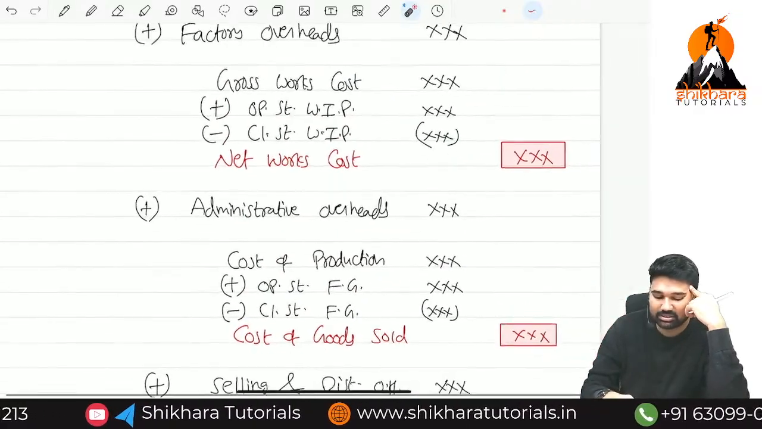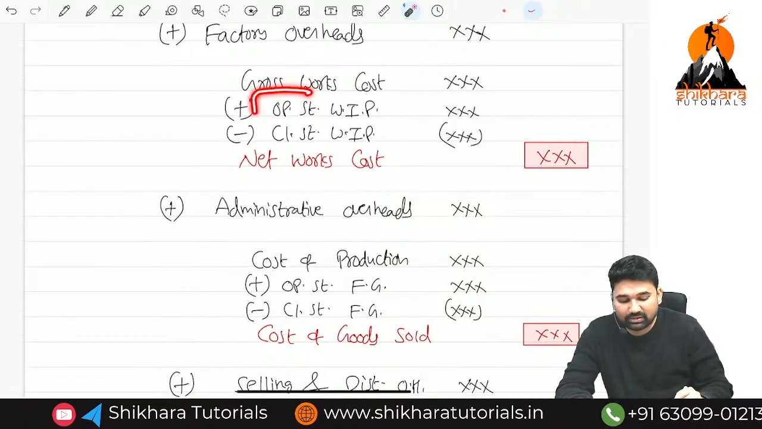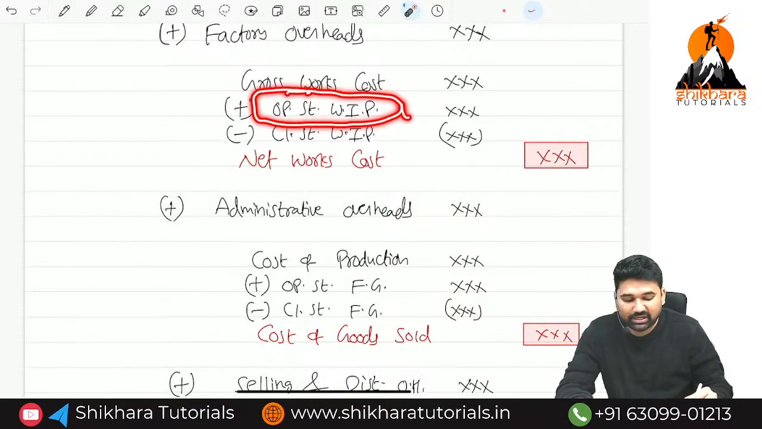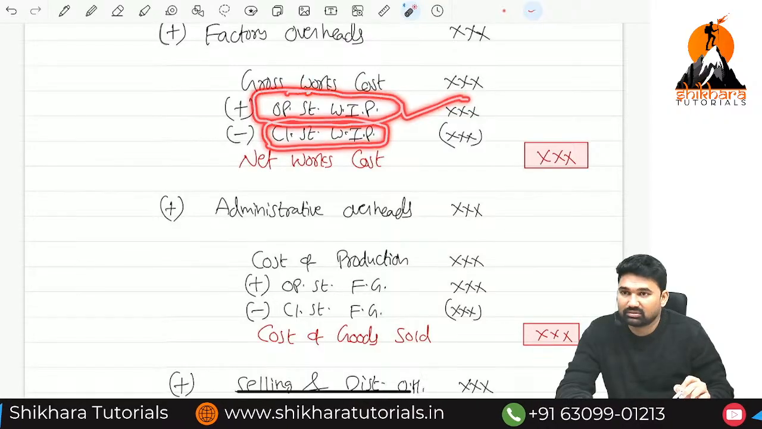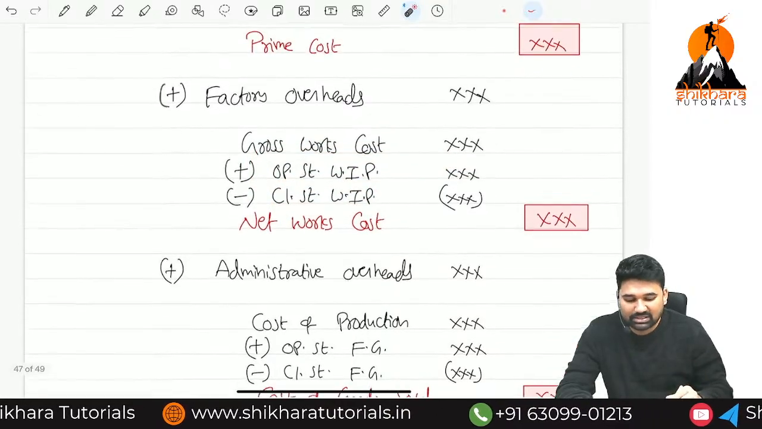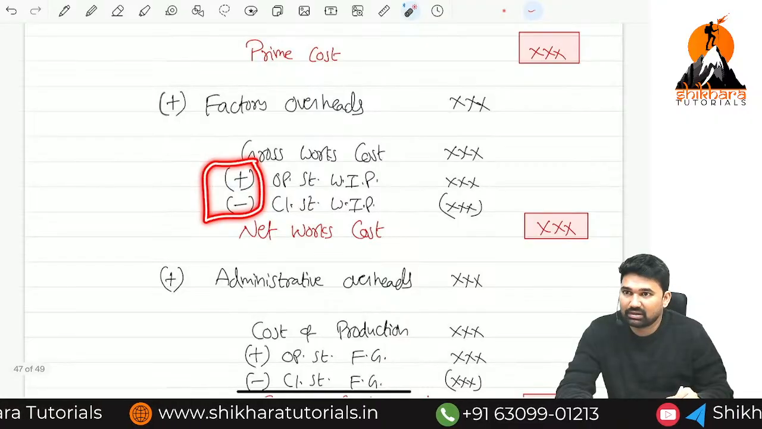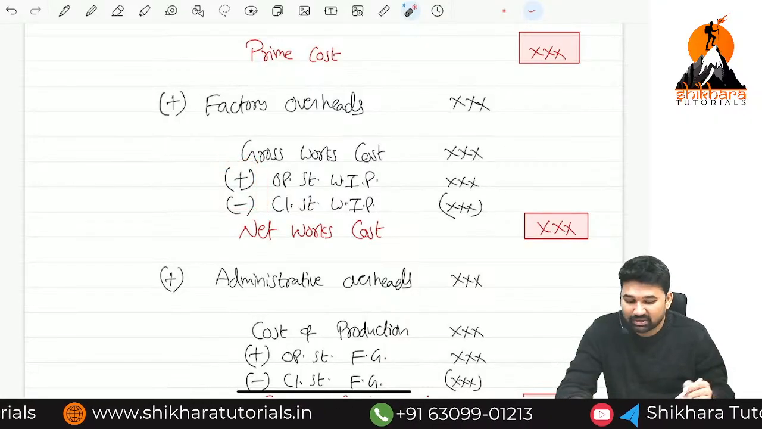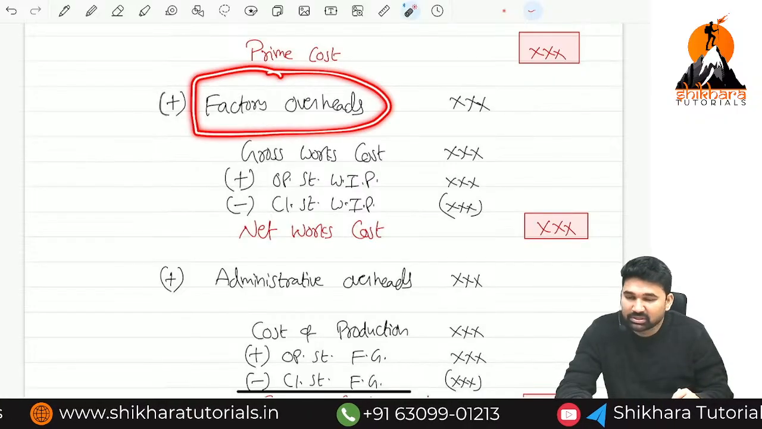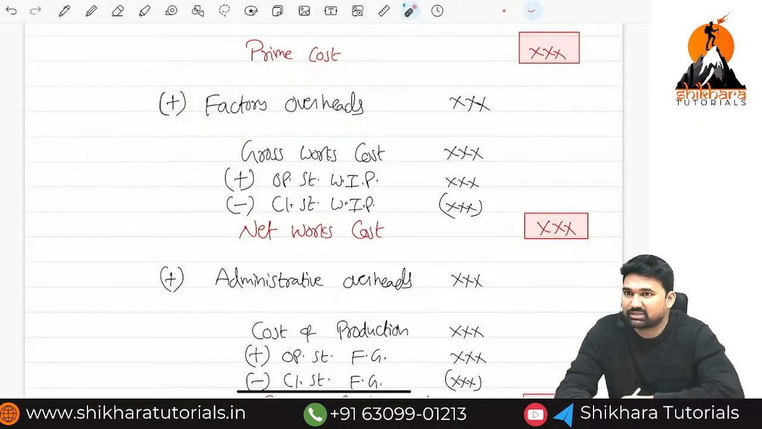This is the entire cost sheet. What is this? Teja, read. What is this? This is what we call adjustment. Simply we will call it adjustment. Where have we done this adjustment? That is what I have asked.